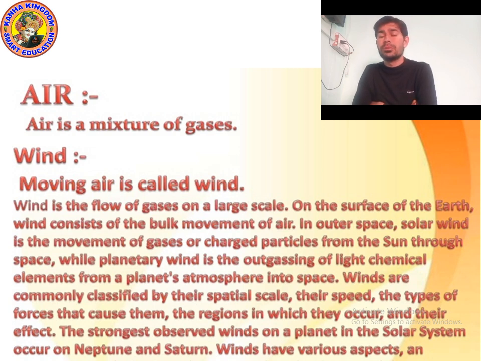These gases are very important. Nitrogen is important for plants, but they do not take it directly. Oxygen, we breathe in, and plants take in carbon dioxide. On the surface of the earth, wind consists of a bulk movement of air.